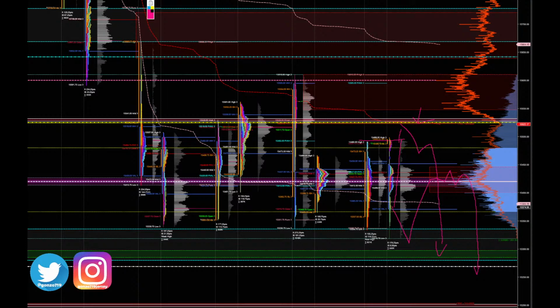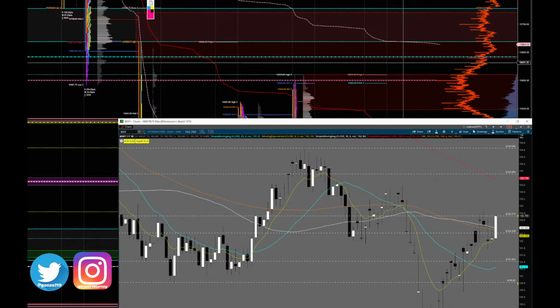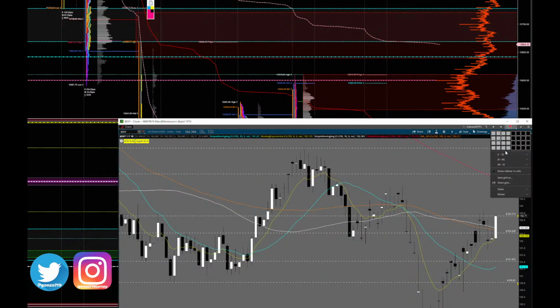So that is the NQ. Now, real quickly, I promised you I'm just going to look at some of these daily charts here on the stocks. Let's see here.